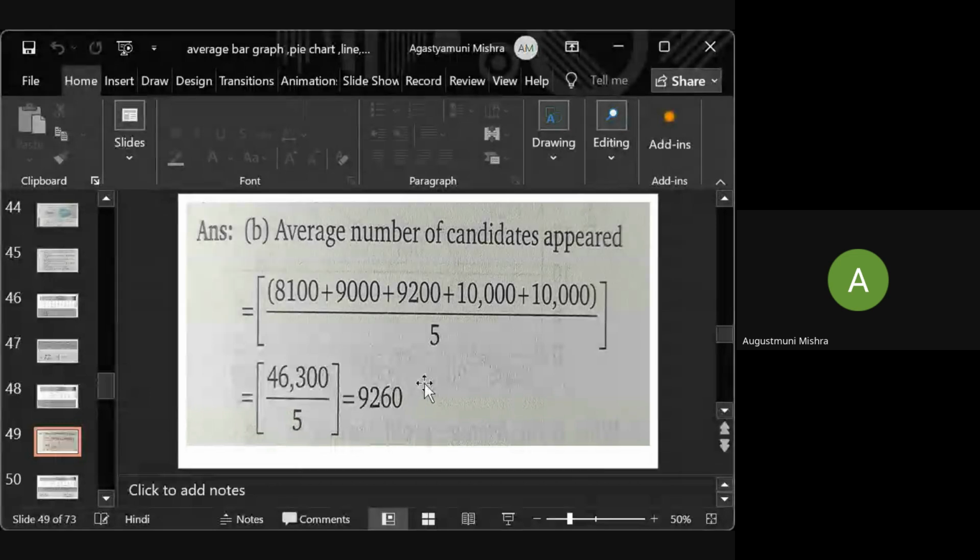I hope that is clearly visible to everyone. This is a very basic, average question. But yes, the addition can take time, so you can just observe the solution. I hope that is clear to everyone. Basic average question. I'm going to change the slide. I hope that is clear to everyone.